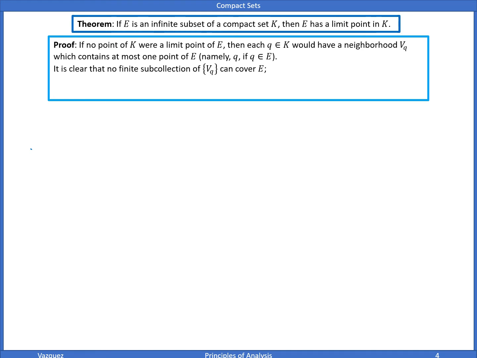What does that tell us then? Well, that no finite subcollection of V sub q can cover E, right? And the same would be true of K, since E is contained in K. But we're assuming already in the theorem that K is a compact set. Therefore, this contradicts the compactness of K and our theorem holds.